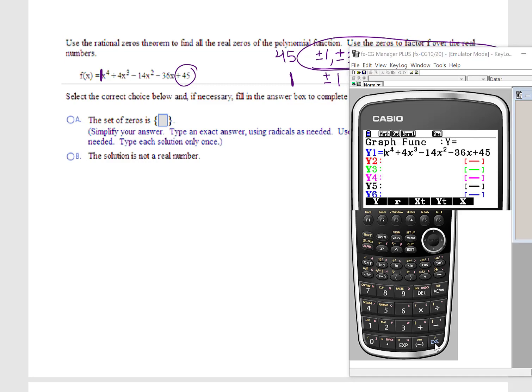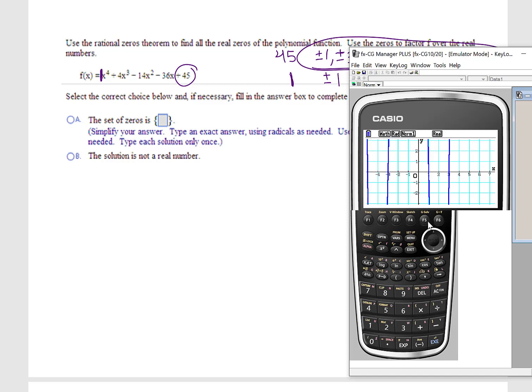Okay, got it in there. Let's go ahead and draw it out. We'll do G-Solve root. I see my 4 x-intercepts. So let's see how many of them are rational. We have x equals negative 5, x equals negative 3, x equals 1, and x equals 3. So awesome. All of them are rational.